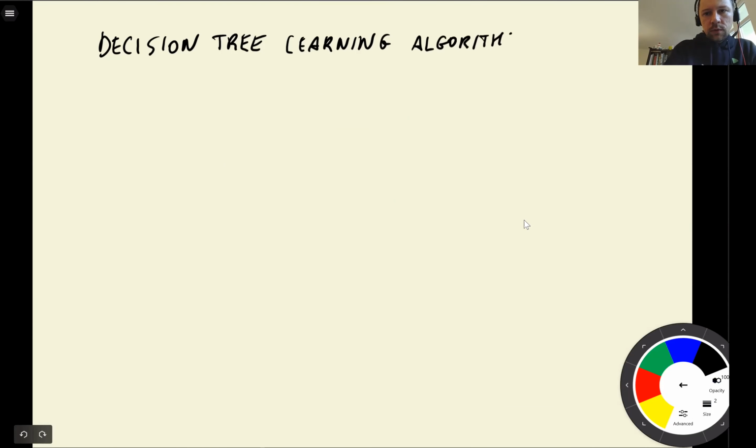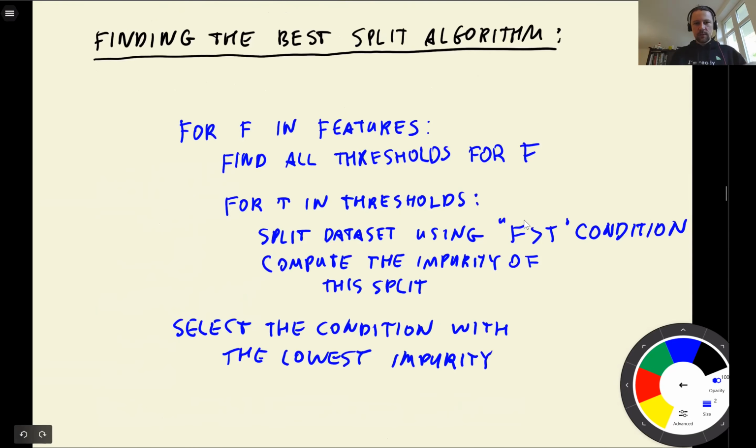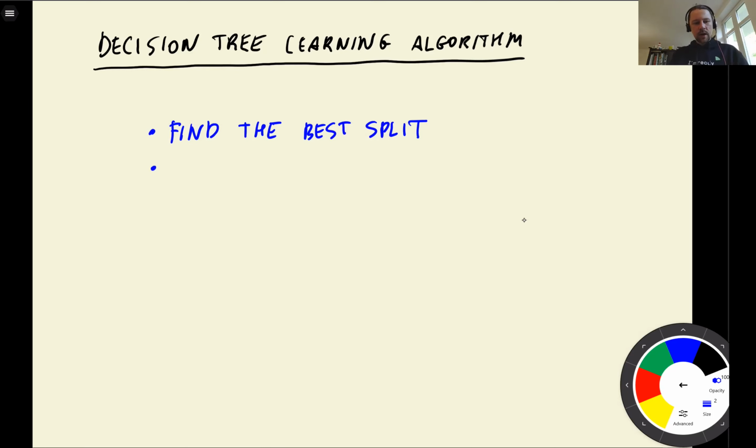I'll call it the decision tree learning algorithm. So the first step is we find the best split. This is what we described here. We go over all features, we go over all the thresholds, and we find the best split. Then we check if the max depth stopping criteria is met. Stop if max depth is reached.